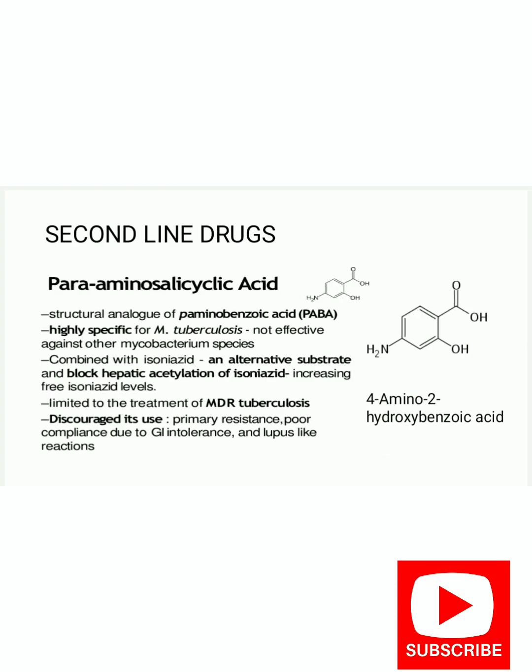The second line drugs are as follows: the first drug is para-amino salicylic acid. Here are the structure, the chemical name and the introduction to para-amino salicylic acid. It is a second line drug. These are mostly not used routinely.